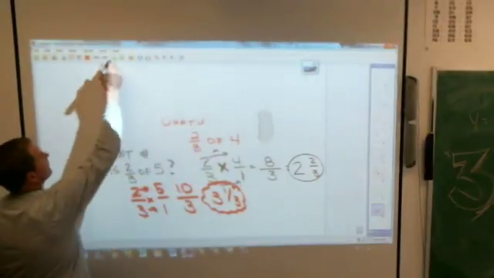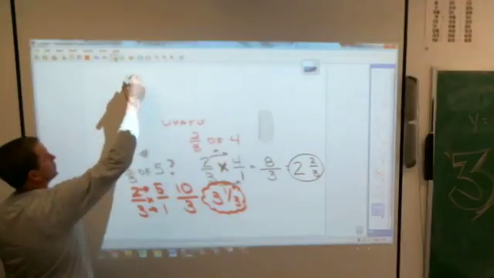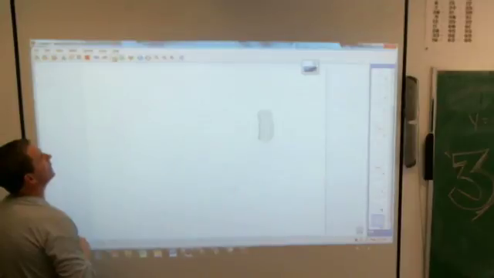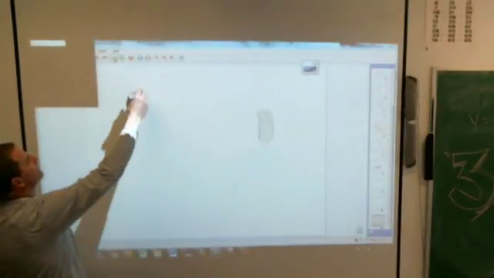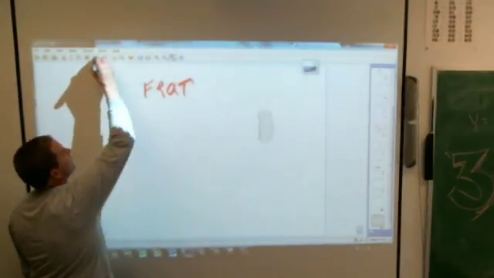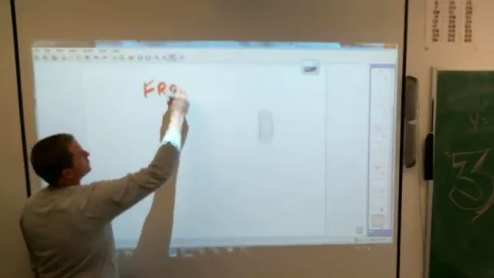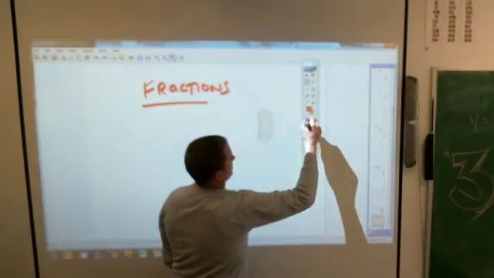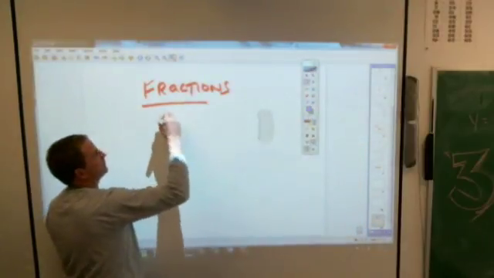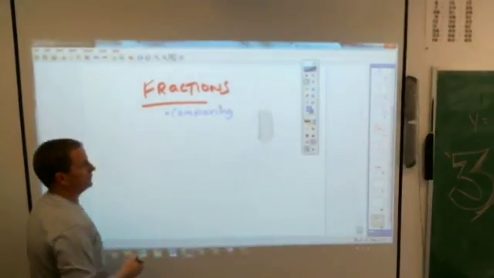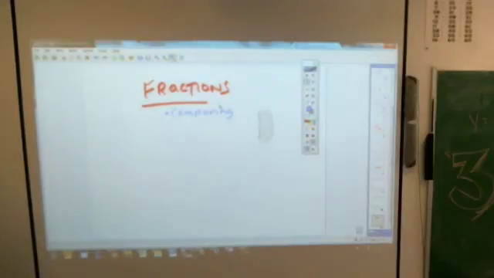Okay. Under fractions, and subtitled comparing. Please just note that if the book asks you to compare fractions by changing them to decimals, you must do as they instruct. So here's your example.